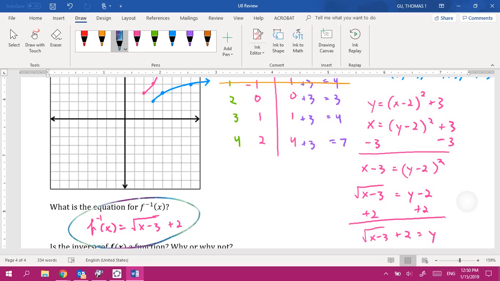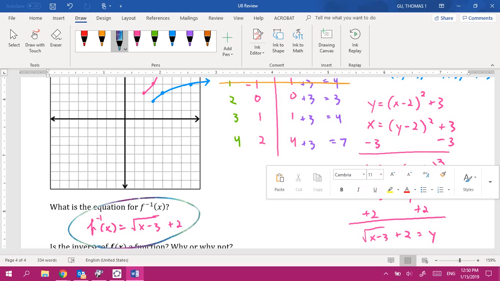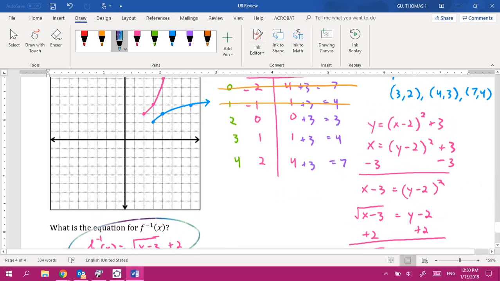And look at this. Even if you look at this equation, you know you did it right because of the transformations to the square root. If you look at the equation you just got, it's to the right 3 and up 2. And then look at your graph. That's just a square root graph moved to the right 3 and up 2. Isn't it?